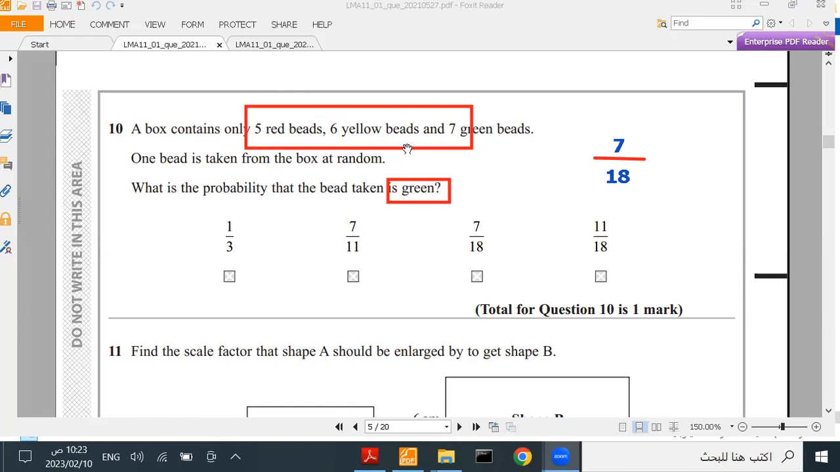Then you see how many green ones there are, 7. Done, you make a fraction, 7 out of 18 or 7 over 18. Now let's move on to the next one.